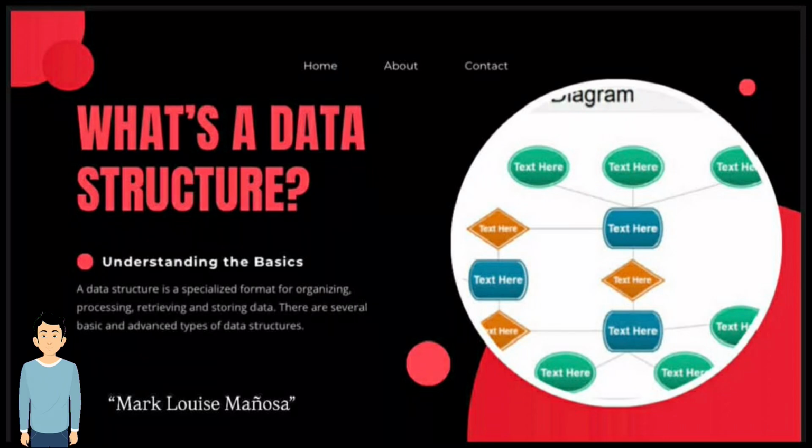So how do they relate? Data structures provide the where to store data, while algorithms provide the how to work with it. You wouldn't use a recipe algorithm to make a cake without a mixing bowl or pan. Data structures and algorithms work hand in hand to make computing efficient.